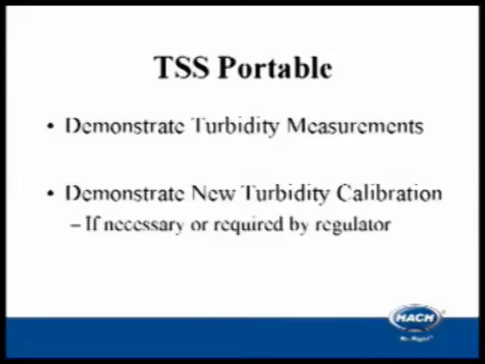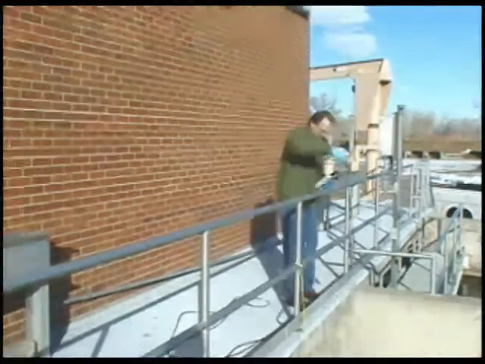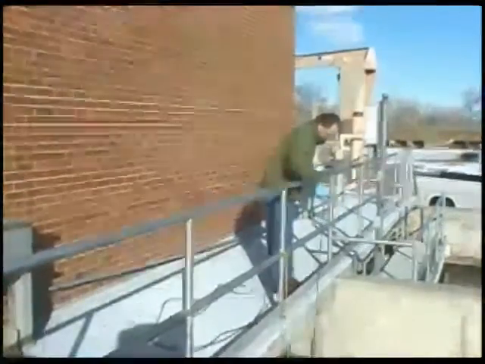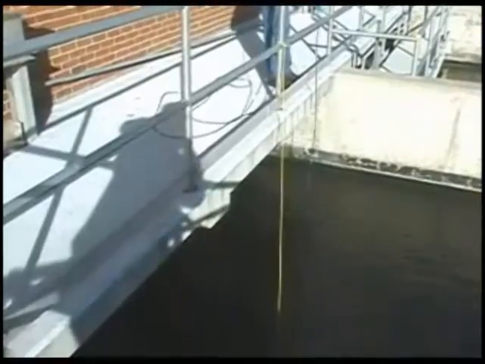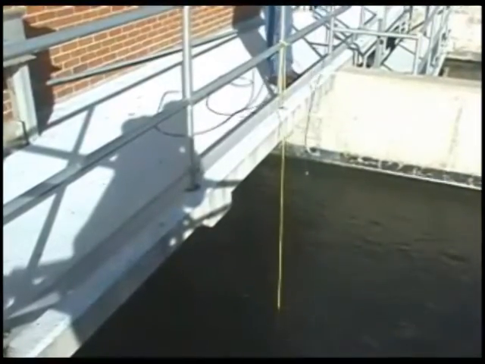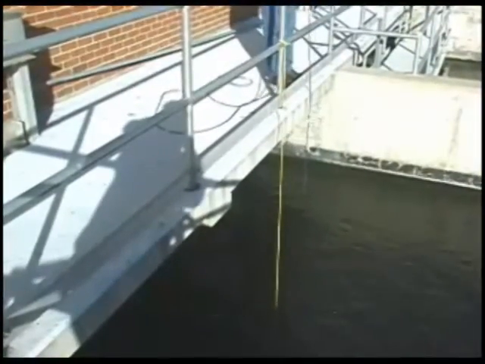In this video, we will demonstrate how turbidity measurements are accomplished. We will also demonstrate how a new turbidity calibration curve can be entered if absolutely necessary. Using the built-in turbidity calibration, the probe can also be used to measure turbidity in NTU units, as shown here in a chlorine contact basin.